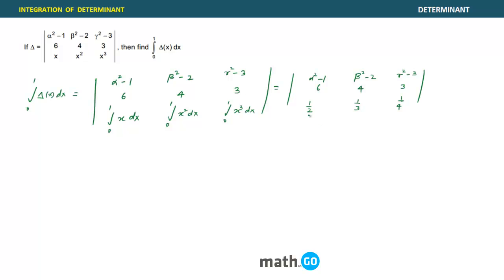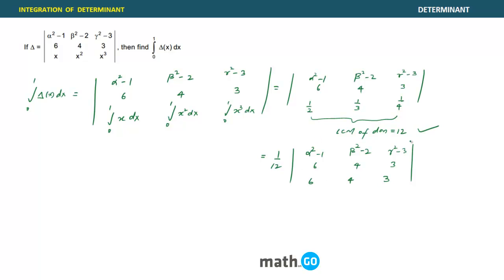So for simplifying, what is the LCM of the denominators of these three terms? The LCM of the denominators is 12, right? So I'll multiply and divide by 12 to make this equal. So this remains alpha square minus 1, beta square minus 2, gamma square minus 3, 6, 4, 3, and now I multiply row 3 with 12. So this becomes 6, this becomes 4, this becomes 3. Now you can understand why this particular step was done. These two rows become the same. The answer is 0 again. So the integral of this particular determinant will return you the answer 0.